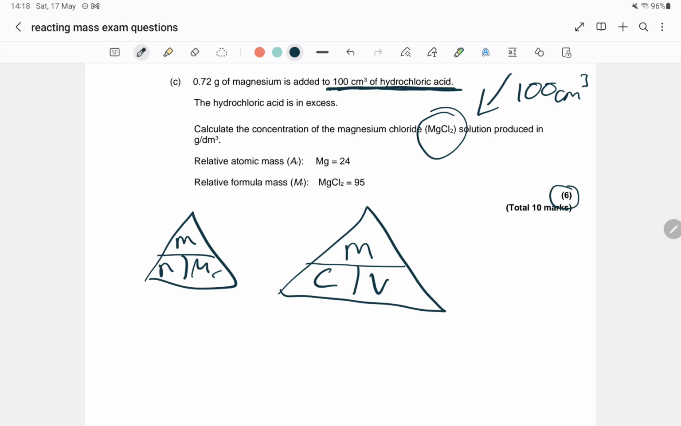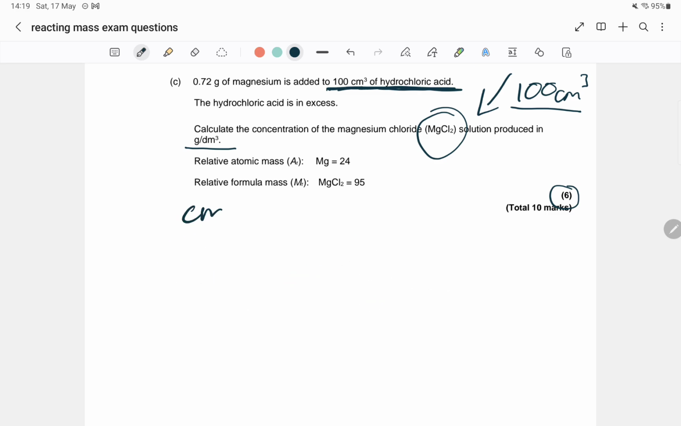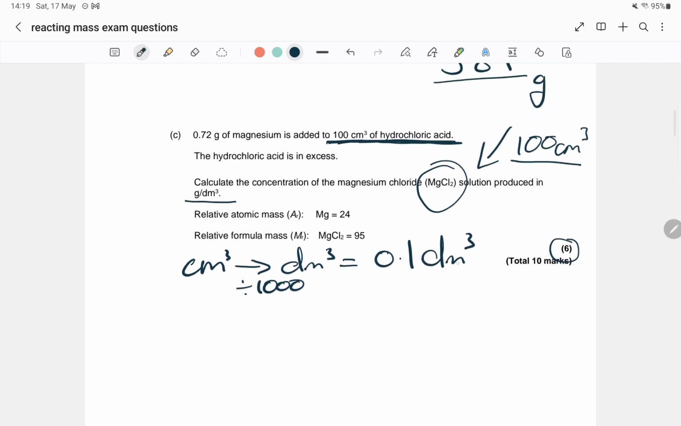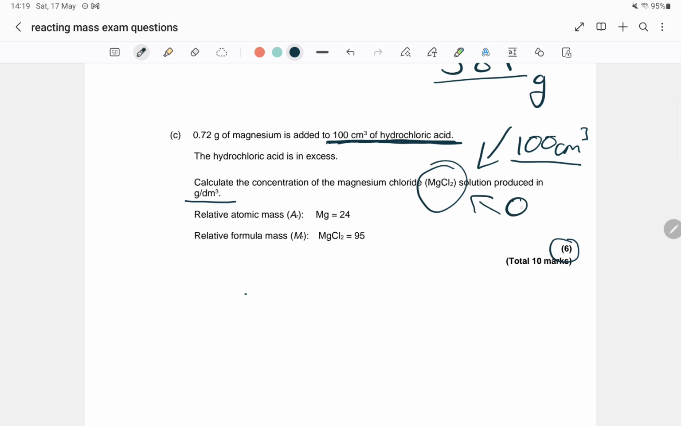Another thing we need to use this volume for is actually just converting units, because I've got 100 centimeters cubed, but they want it in grams per decimeter cubed. So please remember to go from centimeters cubed to decimeters cubed. I'm going to have to divide by 1,000. So this number will be 0.1 decimeter cubed. So that is my volume, which we'll need a little bit later on. So my volume is 0.1 decimeter cubed.